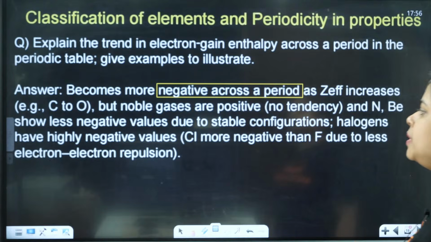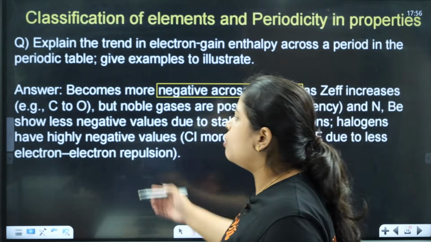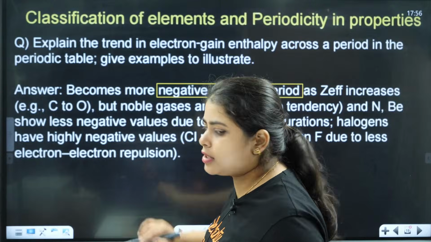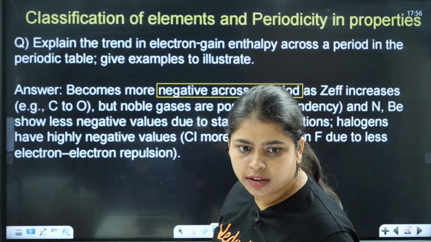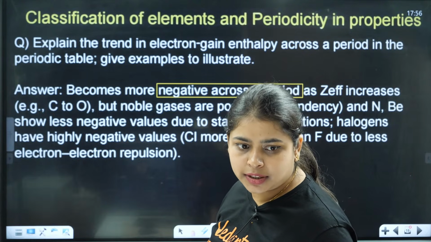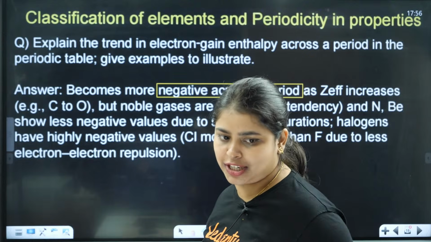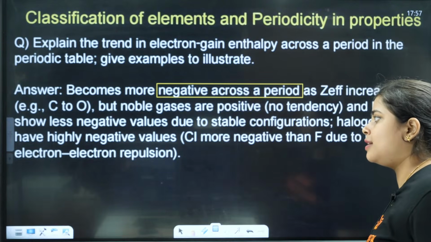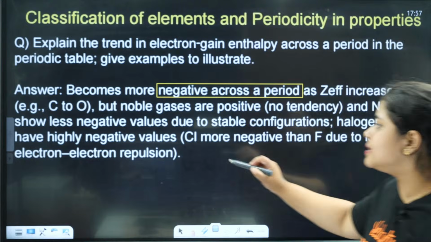So, what example can we take? Carbon to oxygen. I am not understood your teaching. I'm not teaching, I'm giving you the questions. Please check it properly, you'll understand it. Okay, now the noble gases show less negative values.